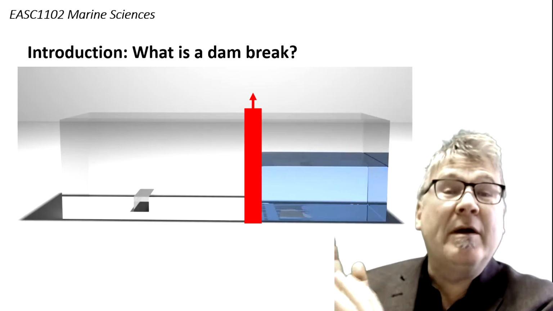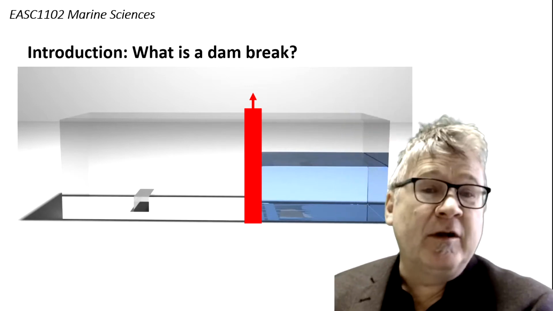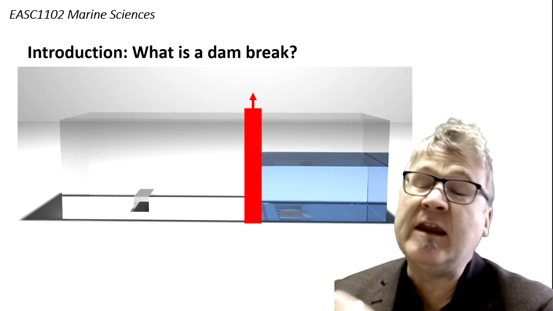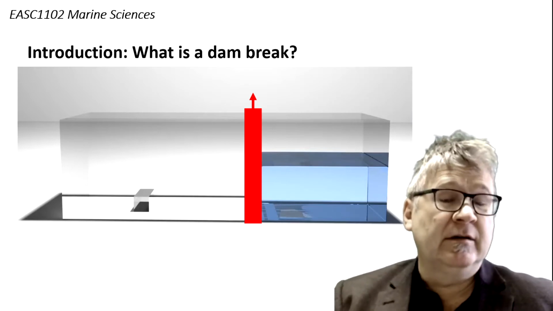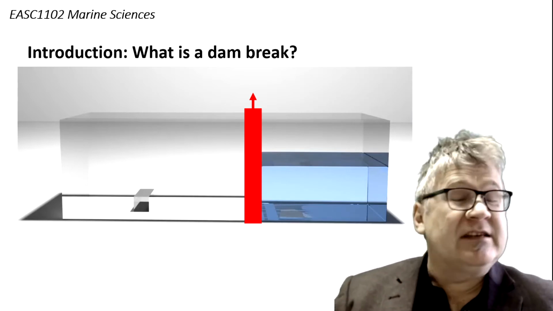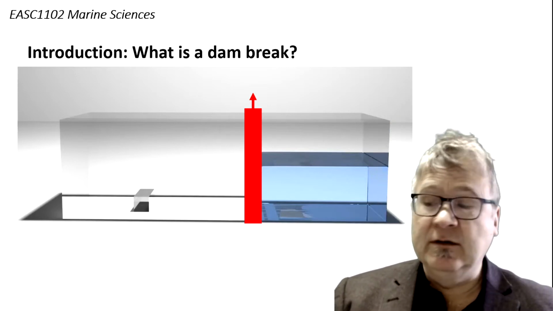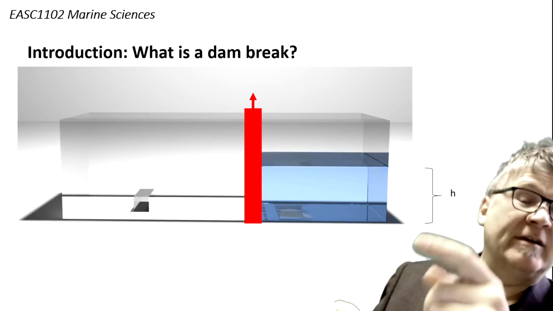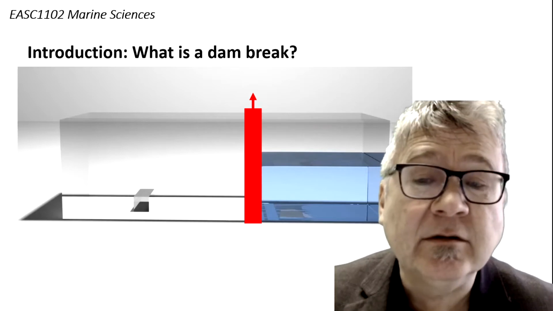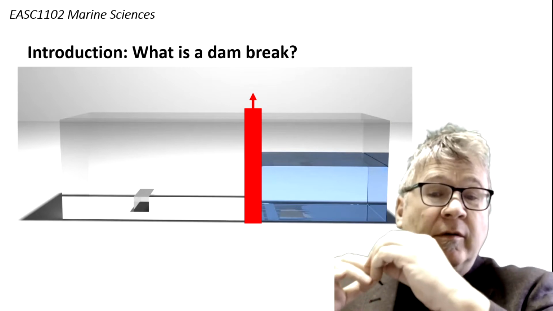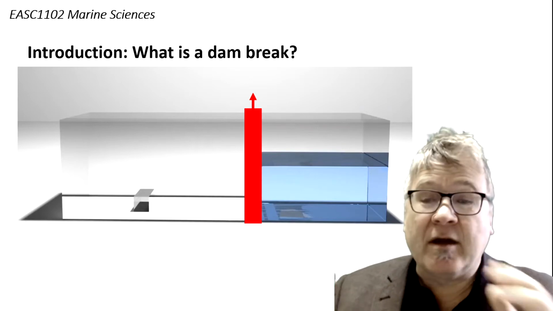Okay, this is a numerical simulation, not a real experiment, a virtual experiment. But anyway, you have a tank, and on one side you can see the red, that's a separator, and the right hand side is filled with water to a certain height. We call it H. So what happens if you open the gate? If you break the dam, if you open the lock, the barrier.